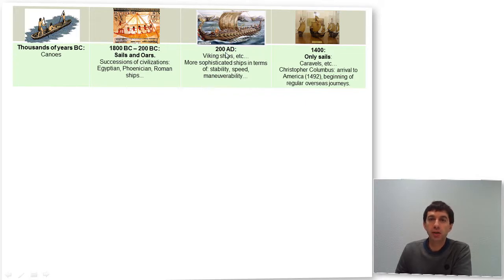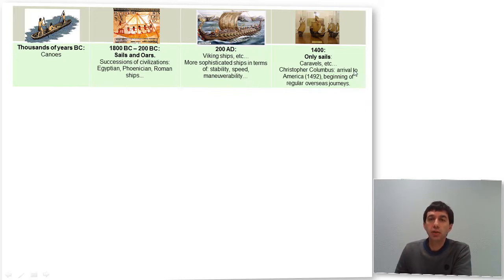Then after 200 AD, Viking ships and many other types of ships were sophisticating the ship technology or techniques in terms of stability, speed, maneuverability, and so on.